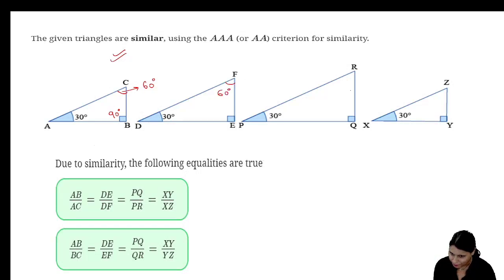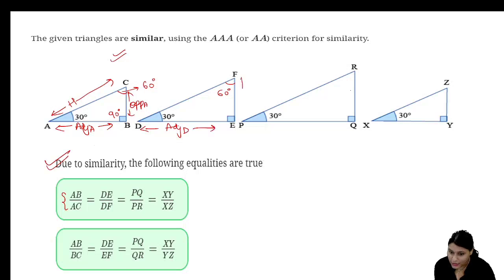similar to each other. And as they are similar to each other, the ratios of the sides of the triangles are proportional or equal to each other. So AB is the adjacent of angle A, AC is the hypotenuse, and BC is the opposite of angle A. Here, this is the adjacent of D, this is the opposite of D, and this is the hypotenuse.